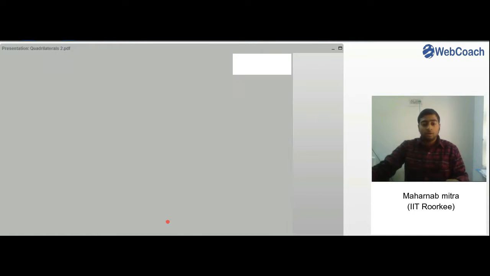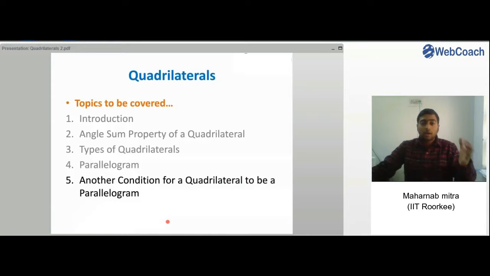In this class we will continue with the topic, and then we will look at another condition for a quadrilateral to be a parallelogram. And finally we will look at the midpoint theorem. So let us continue from the question where we had stopped.